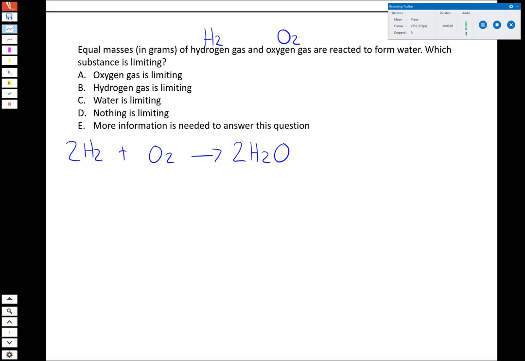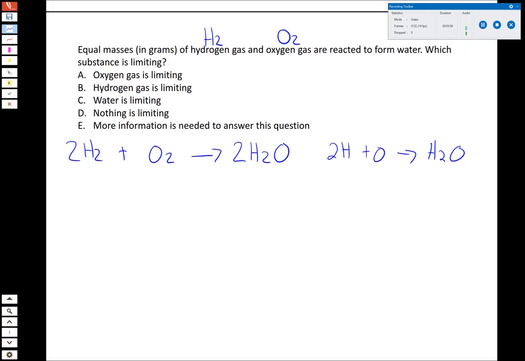As I said, you may not have realized at this point in the course that hydrogen is H2 and oxygen is O2, so you may have also written out 2H plus O going to H2O. While that's not technically correct, it would still get you the same answer in this question, so it doesn't matter if you did that or not. All right, so we want to know if equal masses are combined, which substance is limiting. If we're combining equal masses, we can basically assume whatever mass we want, or we can do it in abstract.